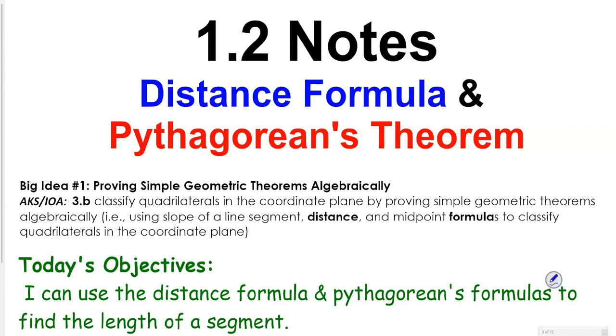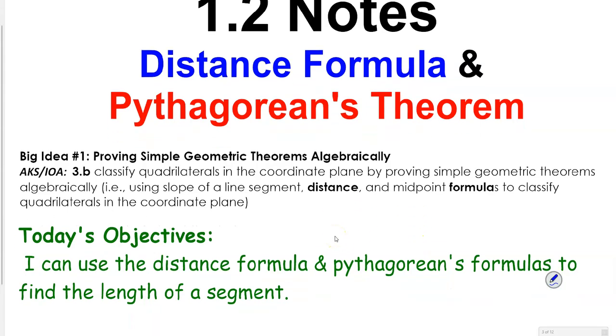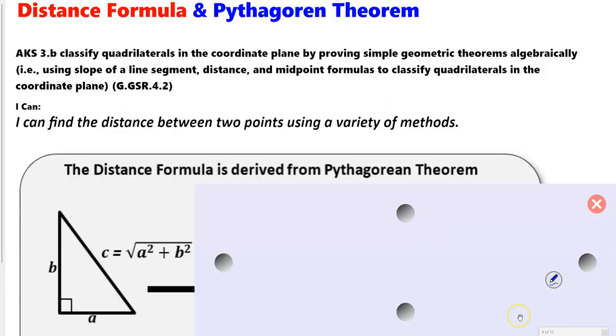So these are our 1-2 notes, distance formula and Pythagorean's theorem. Today we are still talking about AKS IOA 3B, but we're going to talk about the distance formula and Pythagorean's theorem. Today's objective is that you can use the distance formula and Pythagorean's formula to find the length of a segment. That's what we're doing.